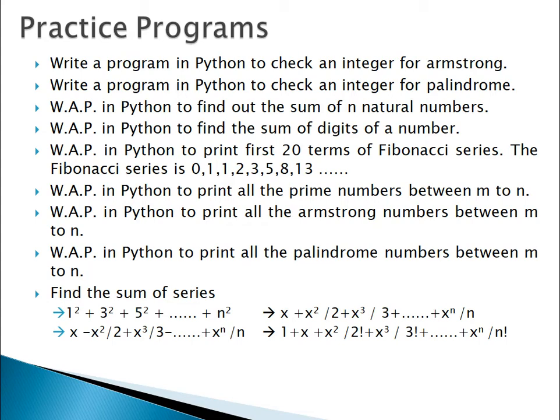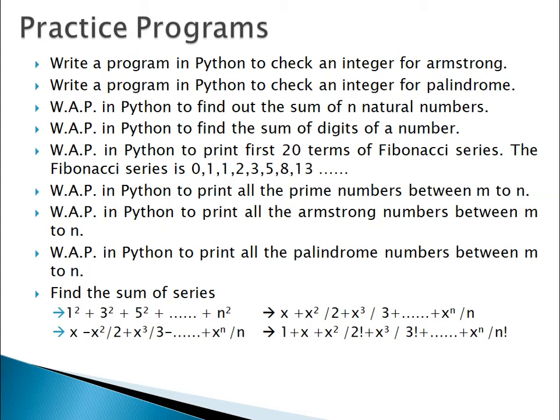Then you have to print 20 terms of the Fibonacci series. Fibonacci series is a series where the third term is equal to the sum of the first 2 terms. So this is a pattern here. Whenever there is a pattern and there is a lower and upper limit, that means there is a loop.